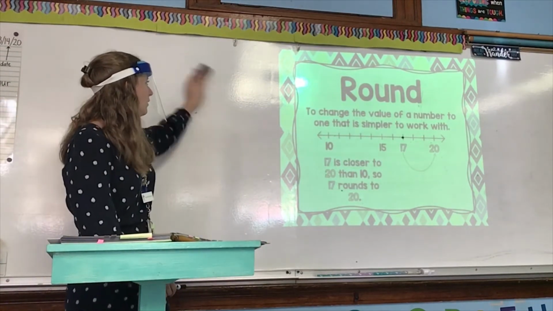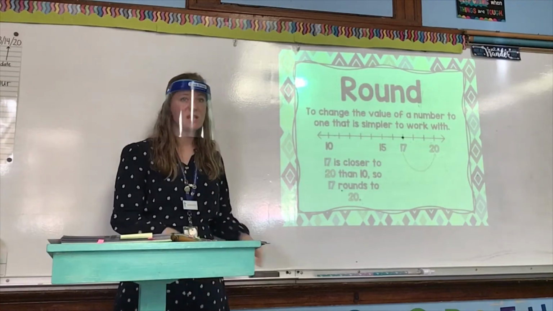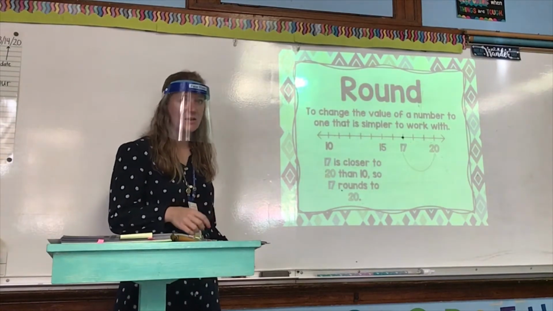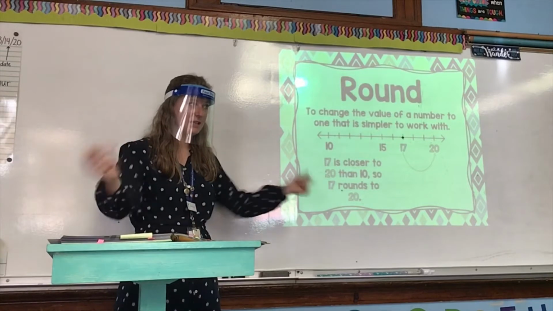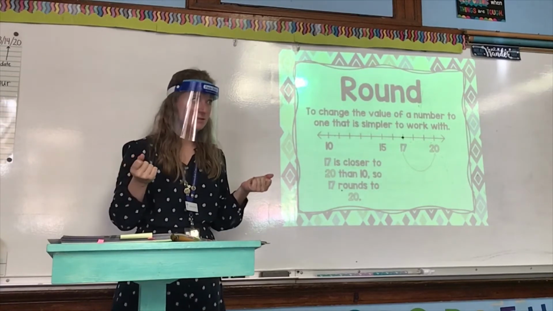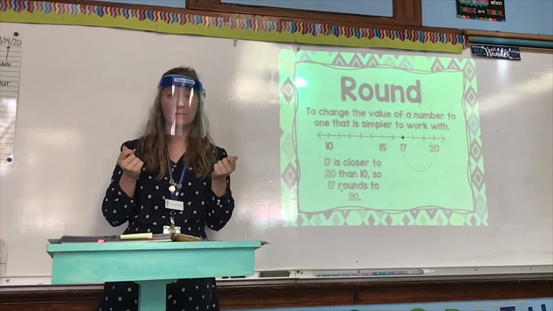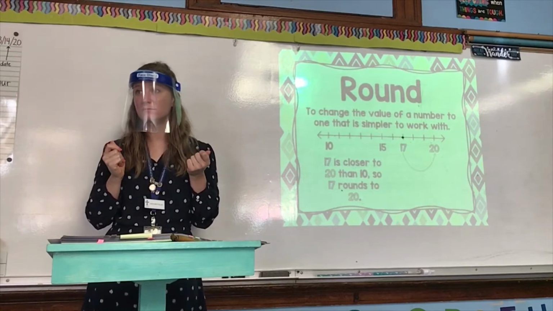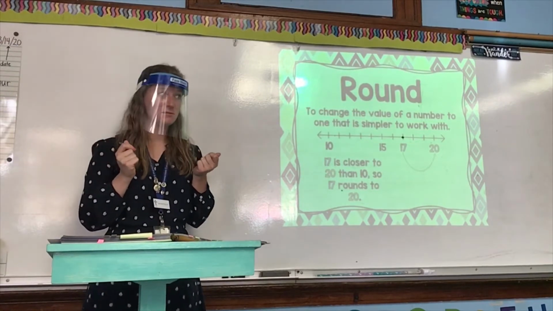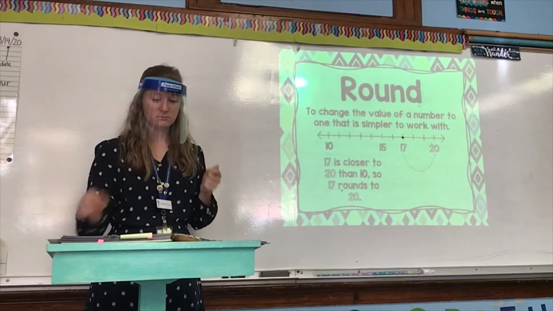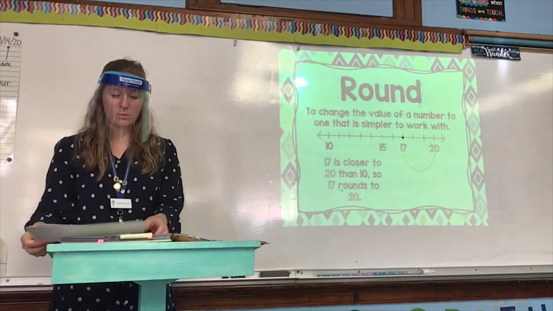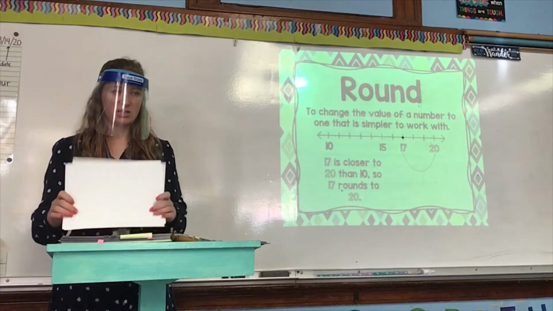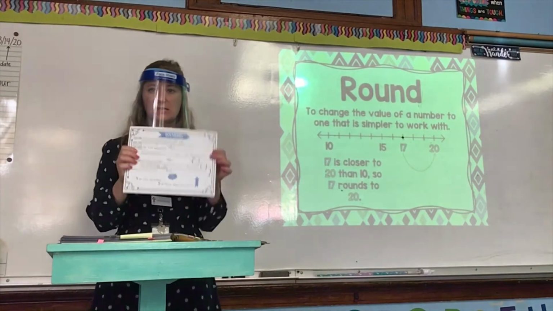So we won't always have a number line, so today we're going to talk about how to round without a number line. Guys, focus. Sit up, heads up, and focus. Okay, go ahead and turn the page. Look at the back. It looks like this.